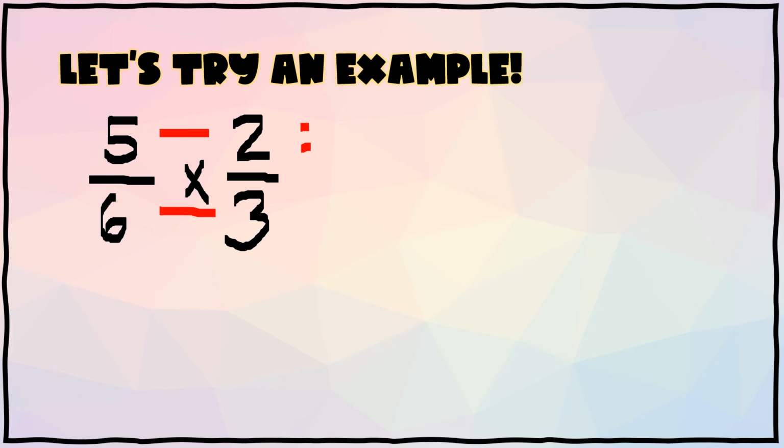So 5 times 2 gives me 10. And maybe put a multiplication sign there to help yourself. 6 times 3 gives me 18. And that's technically my answer, but it's not the most correct because I have to simplify.